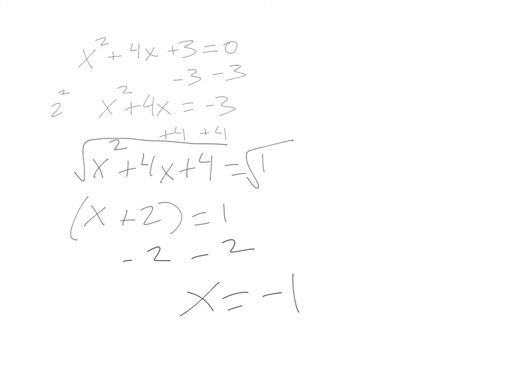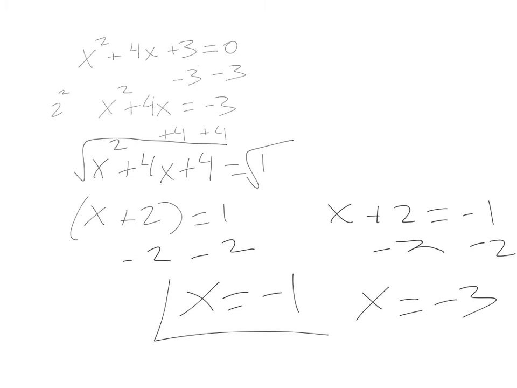The other square root of 1, though, is negative 1. So we have to deal with that, too, just like we did with the other problems. In this case, when we subtract 2 from both sides, we get x equals negative 3. So the solutions to this trinomial are negative 1 and negative 3. And that's completing the square. Let's try another example quickly.